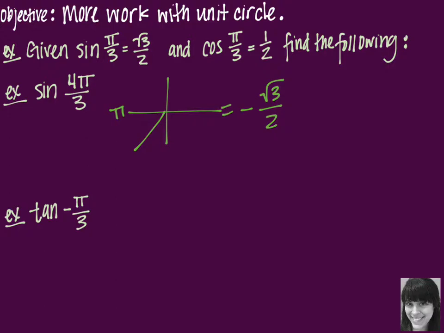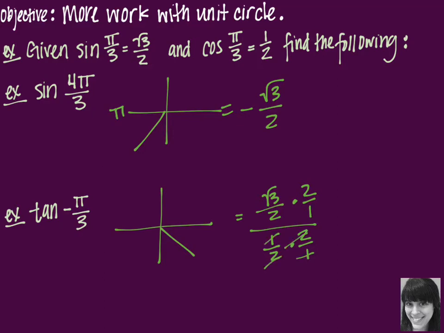Tangent of negative pi over 3. So sketch where negative pi over 3 is. It's going to be right here. Tangent in this quadrant is negative. So I take sine, which is square root of 3 over 2, and I put that over cosine, which is 1 over 2, because I know that tangent of theta is the same thing as sine of theta over cosine of theta, and we can't have a fraction within a fraction, so I simplify and I get square root of 3. It has to be negative.